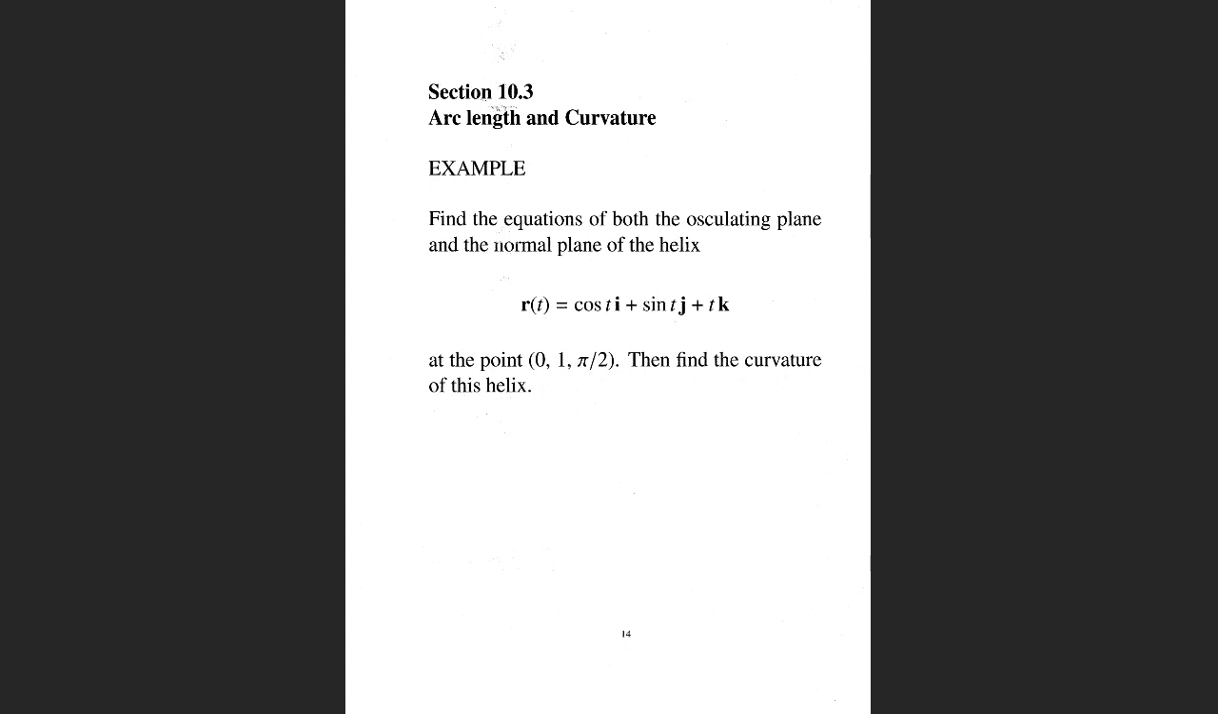Okay, so in this problem, we want to find the equations of both the osculating plane and the normal plane of this helix at the point 0, 1, pi over 2. And then we want to find the curvature of this helix. This problem is from your textbook, in section 10.3. It's actually example 7, but I want to fill in some more details for you.